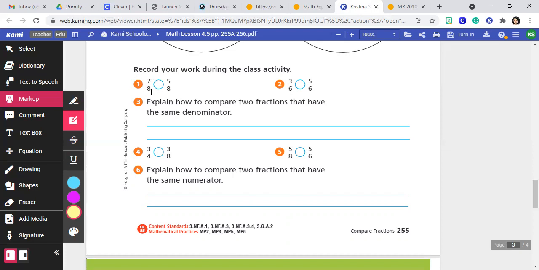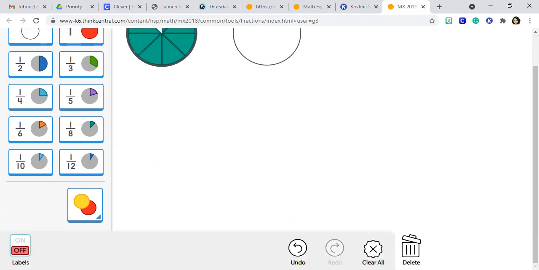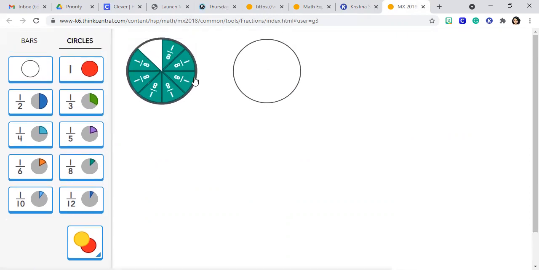So the first circle I'm going to represent is going to have 7/8. So I'm going to select this first circle. You can see that the thin line became a little bit thicker. And now I'm going to come down here and I'm going to select the unit fraction 1/8. And I'm going to put 7 equal pieces into that circle. I'm hoping this works right. Sometimes I make mistakes. 1, 2, 3, 4, 5, 6, 7. And I'm actually going to turn my labels on so that you can see that this is 8ths.